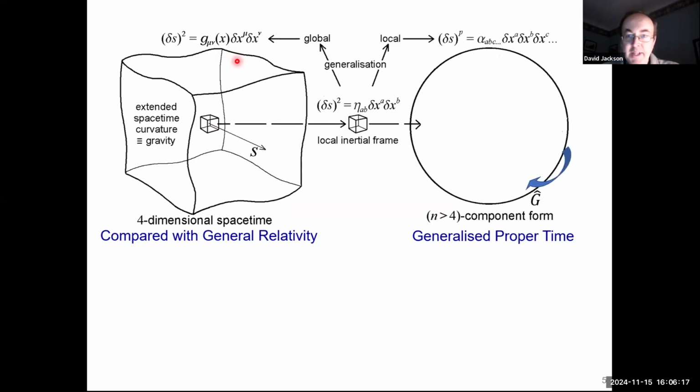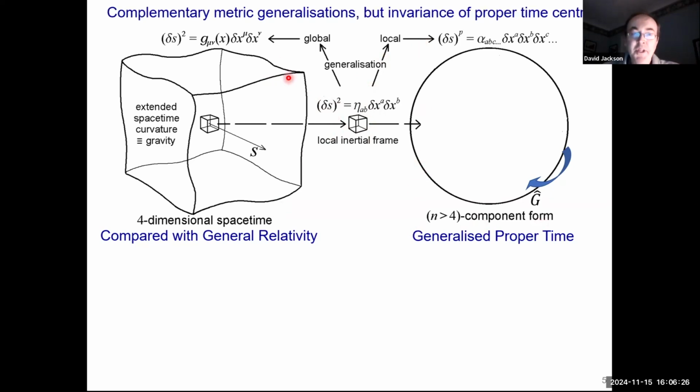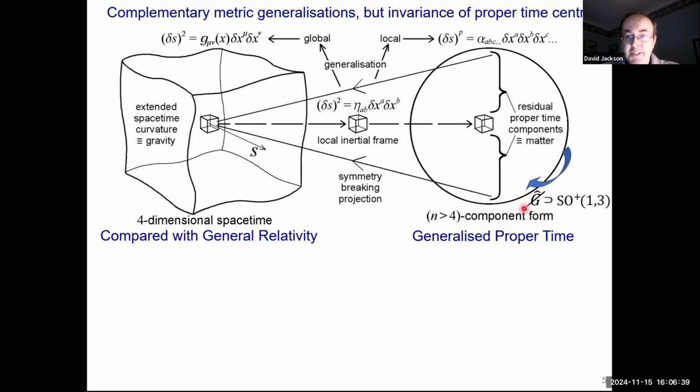Whereas by contrast, here we're generalizing this local structure to higher orders beyond quadratic order with this idea of generalizing proper time. So it's a kind of complementary way of generalizing the metric, but invariance of proper time is still central. And then we're going to identify this four-dimensional space-time part with a Lorentz symmetry, which will be part of this largest symmetry. That will break the largest symmetry. And as I said, these residual matter components will be identified in here, and they will project over to the local structure of matter in space-time.